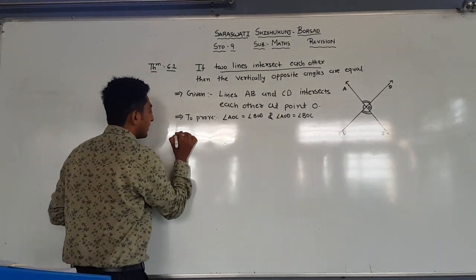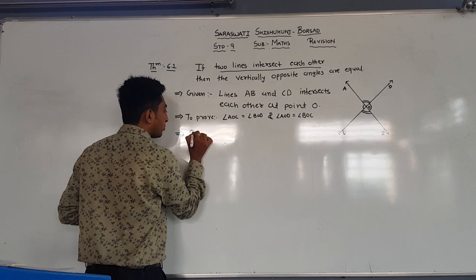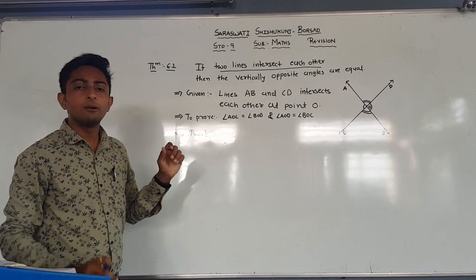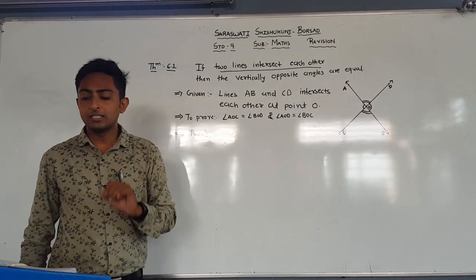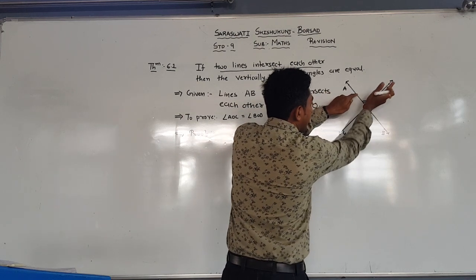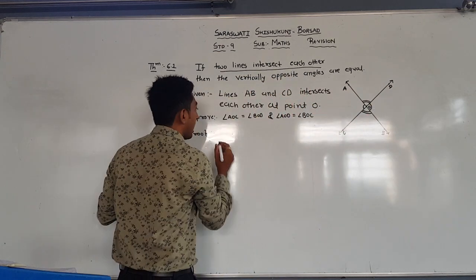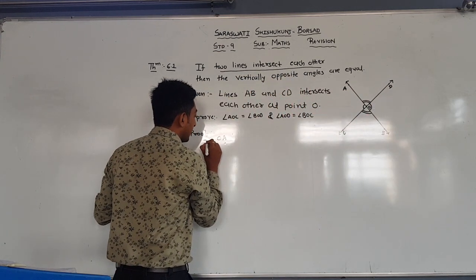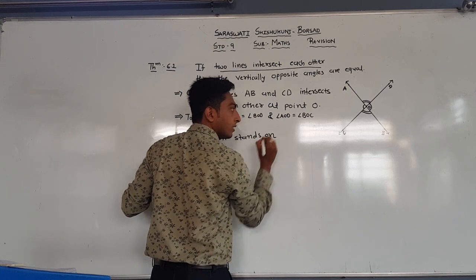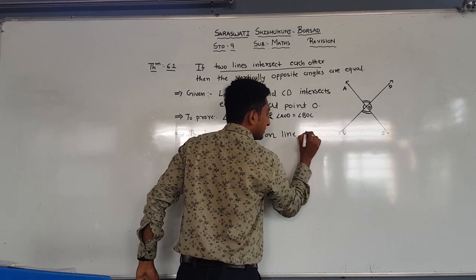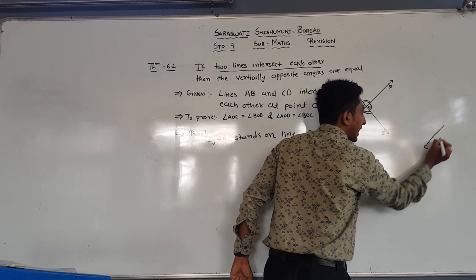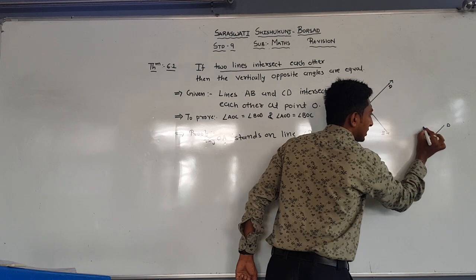Now the third section is the most important section, that is the proof. We have to give the proof using the figure. First of all, friends, we can say that ray OA stands on line CD. So for the first part I write: ray OA stands on line CD. That means I am talking about this type of figure. This is the line CD and this is OA.